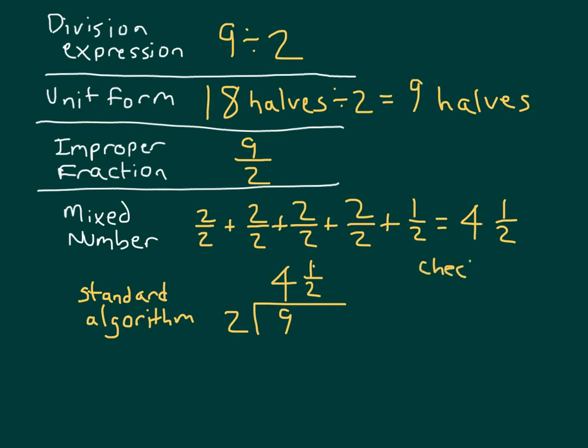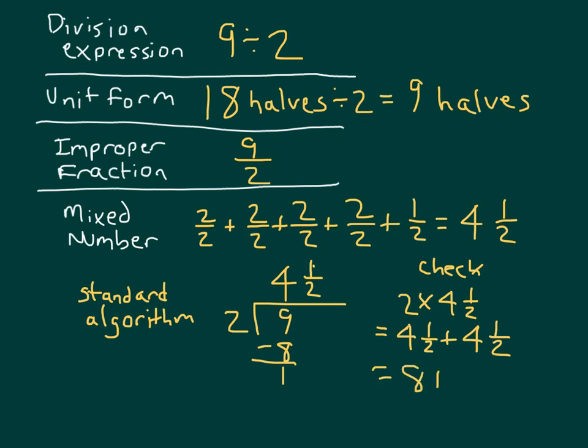For our check, and actually let me make sure to show my work here. For our check, we start with our divisor, and we multiply it by our answer there. So we're going 2 times 4.5. We can express that as addition, where we're adding 4.5 together twice, in this case. Grouping our whole numbers, that's 4 plus 4 is 8. And a half plus a half is 2 halves, or 1. And then so that's 8 plus 1, which does equal 9.